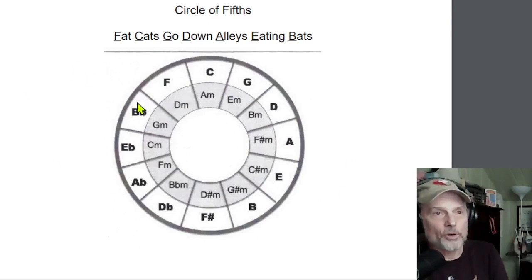And can you do them backwards? Okay. If you know your flat keys, you can. B, E, A, D, G, C. So, let's move on.